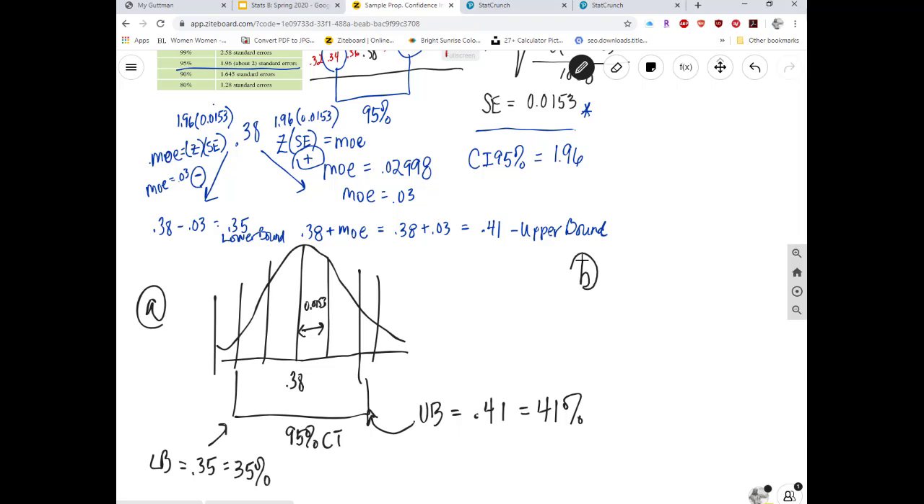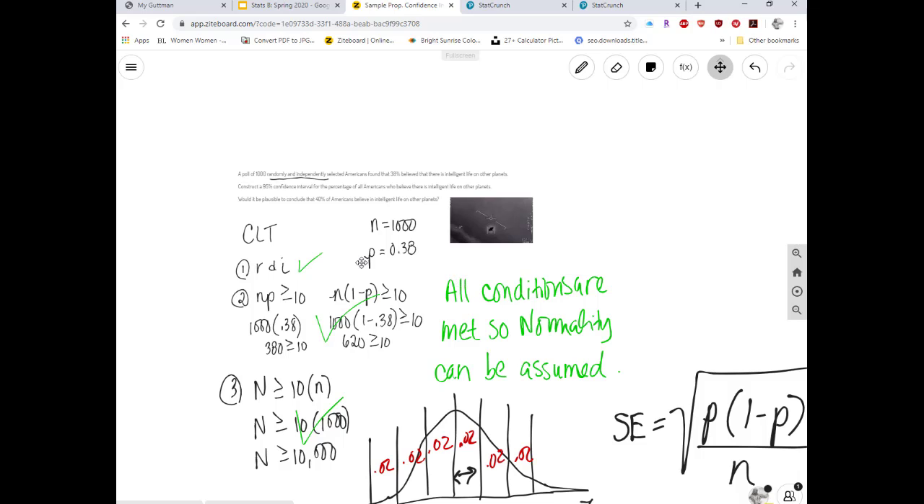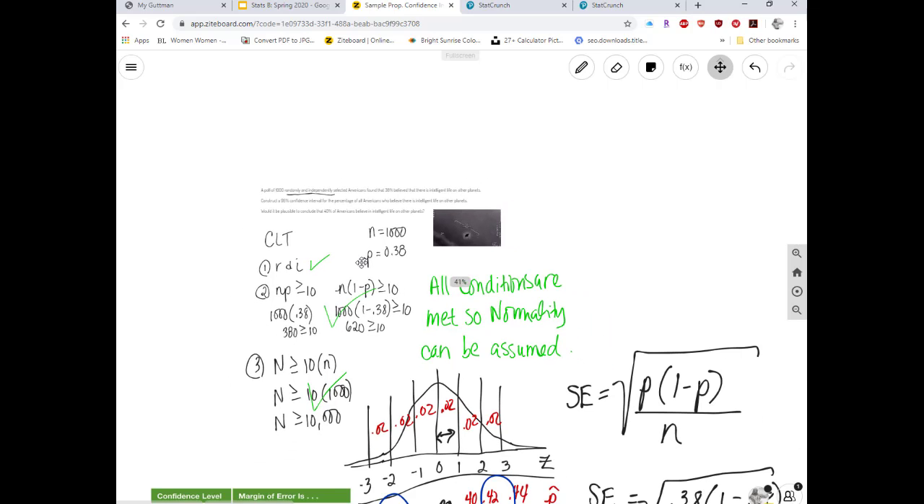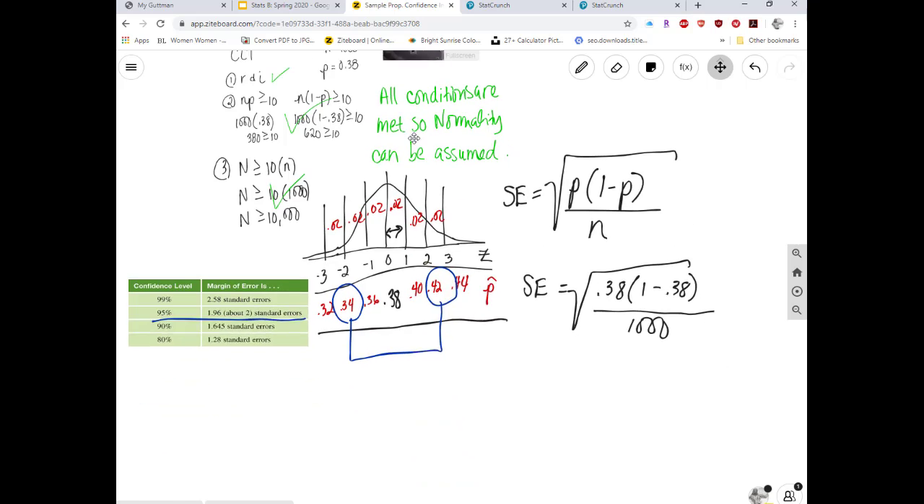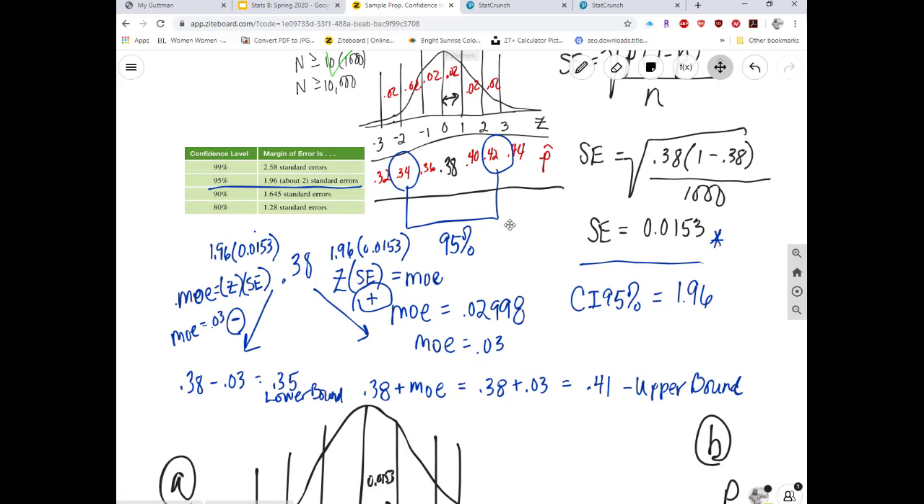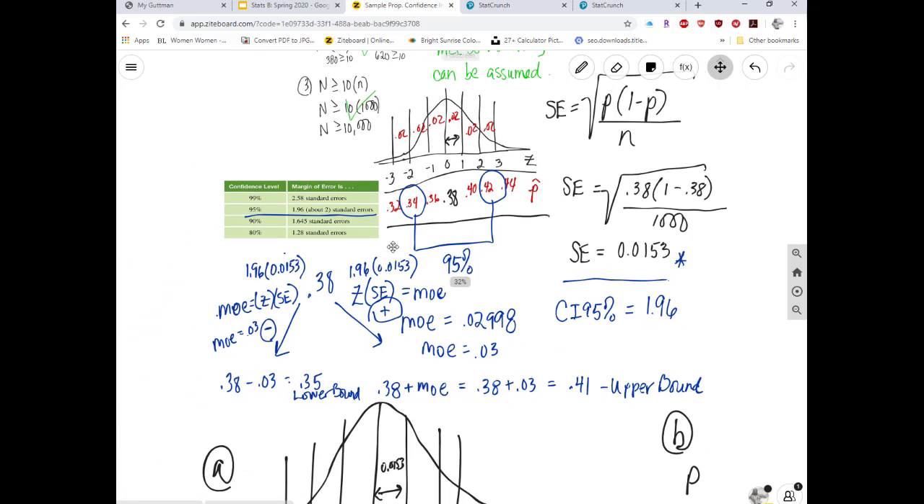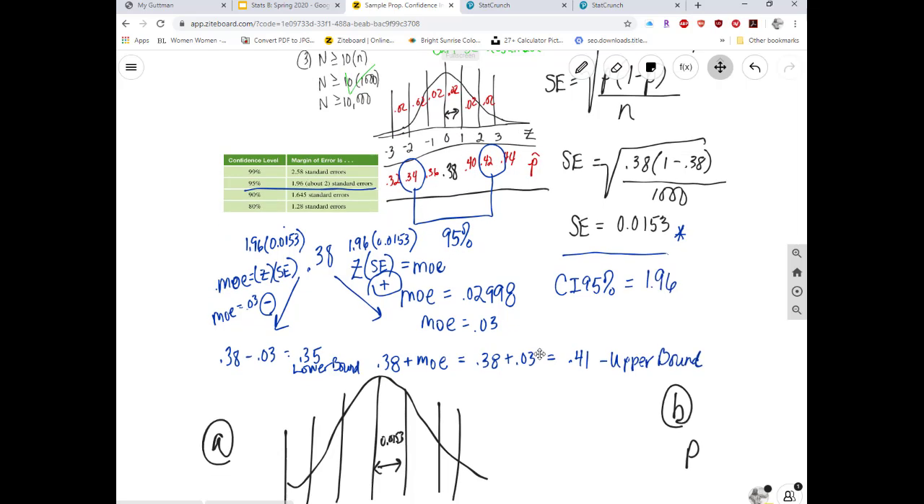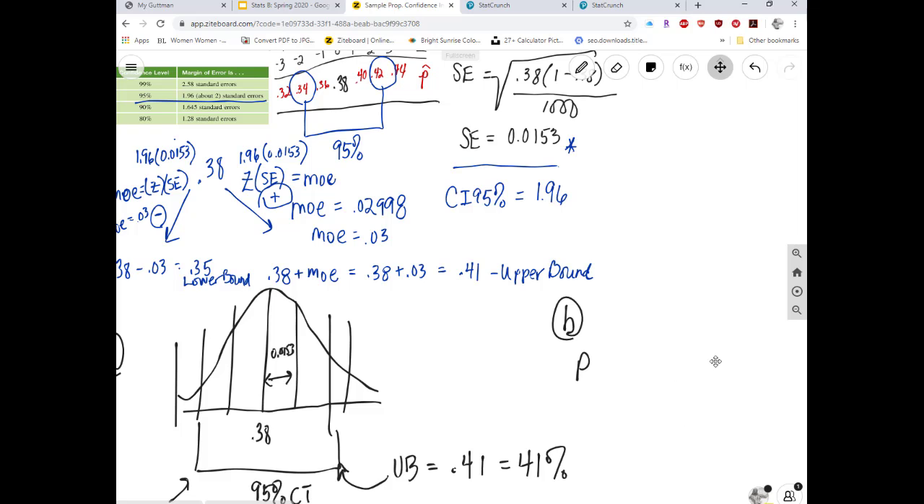For question B, it says, would it be plausible to conclude that 40% of Americans believe in life on other planets? Yes, it's pretty plausible. It's within this area right here. It wouldn't be difficult to believe, so you can say it is plausible.